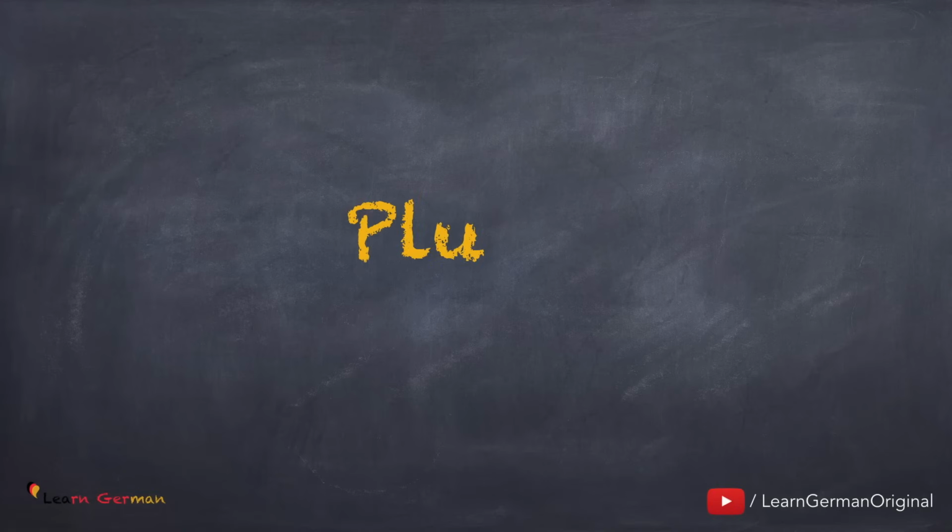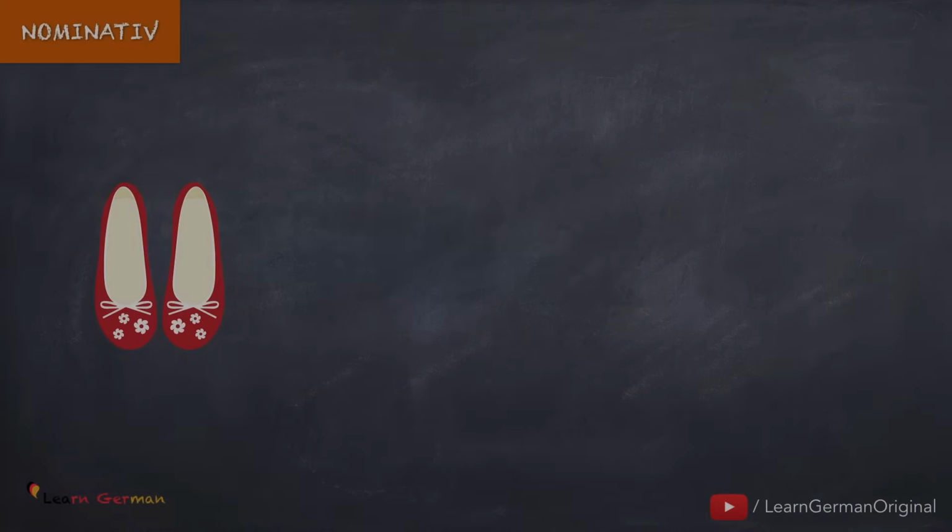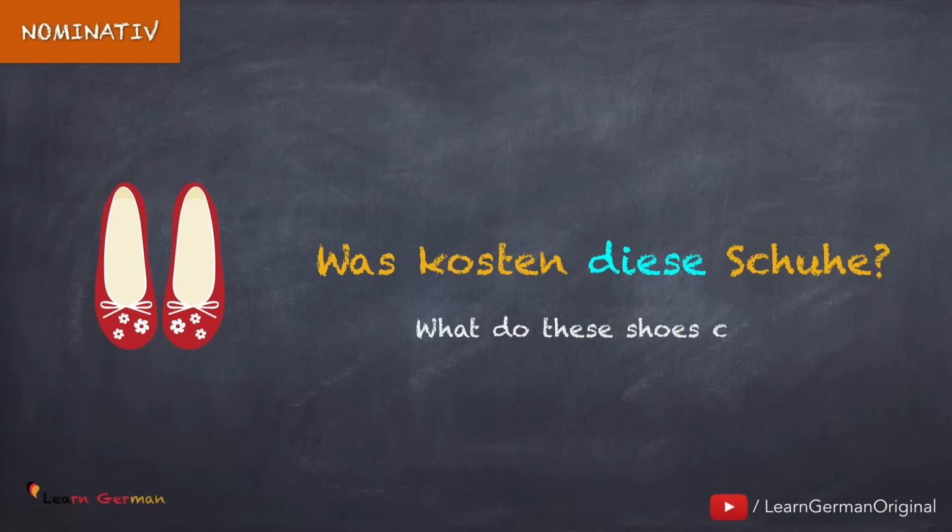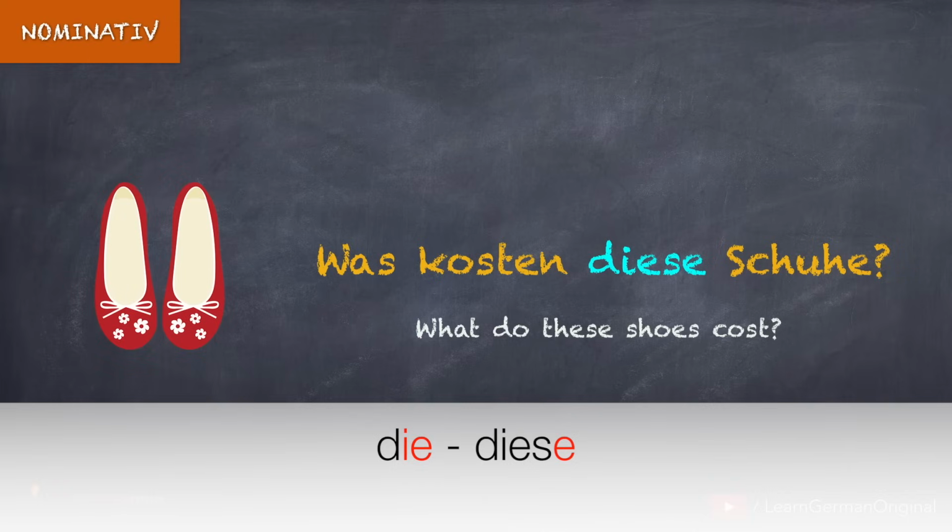Now let's look at the plural article. The plural article and the feminine article is the same in nominative and also in accusative. Let's look at the first example. Was kosten diese Schuhe? The demonstrative article diese gets the ending e from the plural article die im Nominativ.